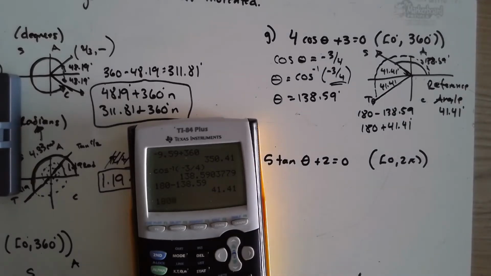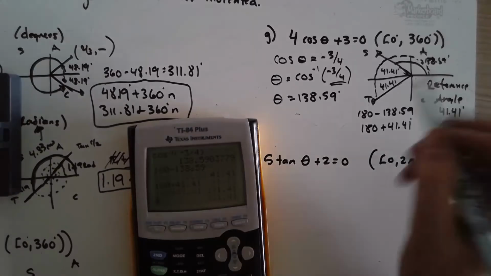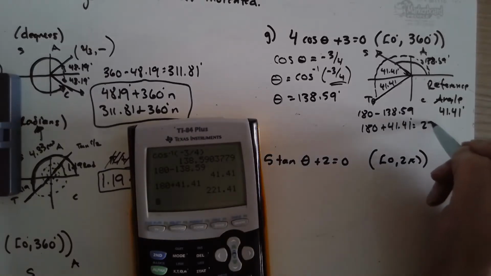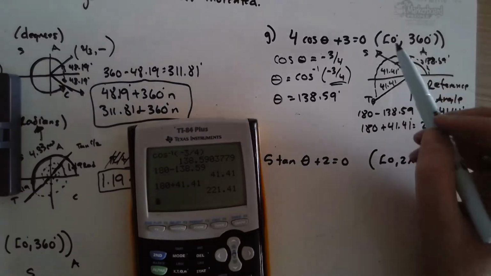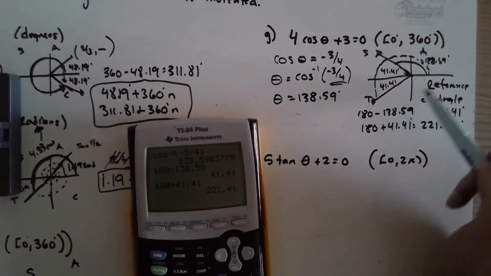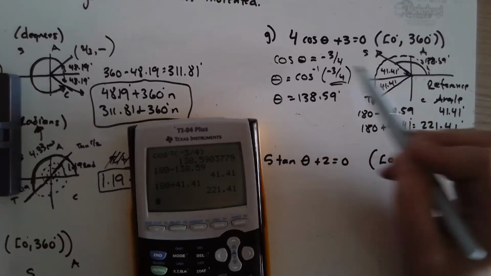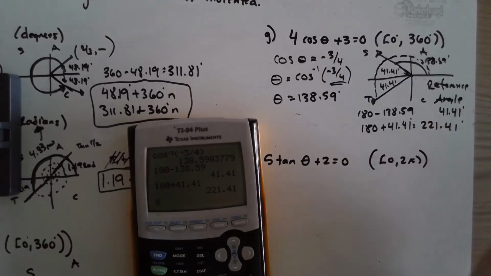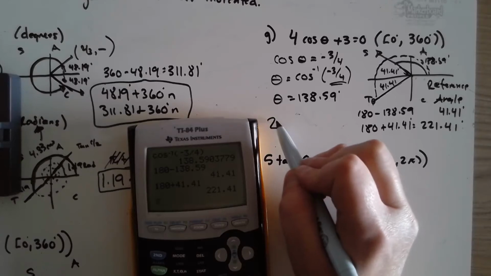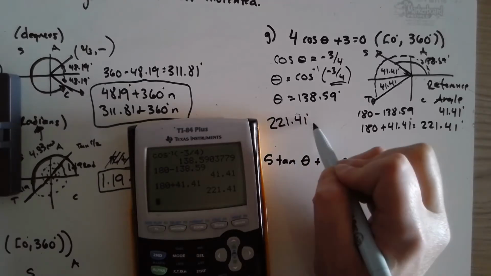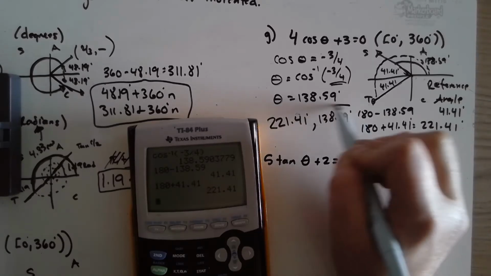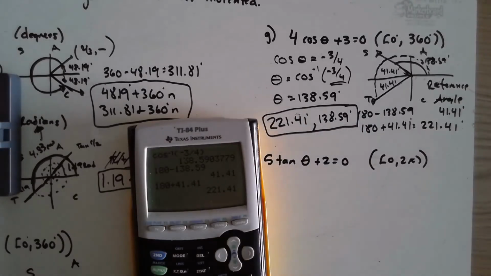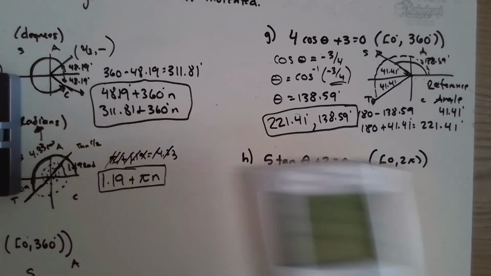So 180 plus 41.41. So that should give me 221.41 degrees. Okay, I'm in the interval between 0 and 360. Those are my only two angles that will have a ratio of negative 3/4. So my answer is 221.41 degrees and 138.59 degrees.